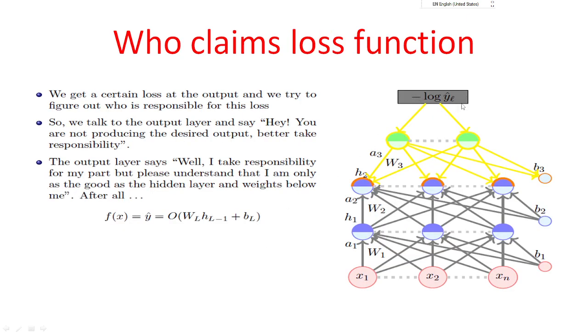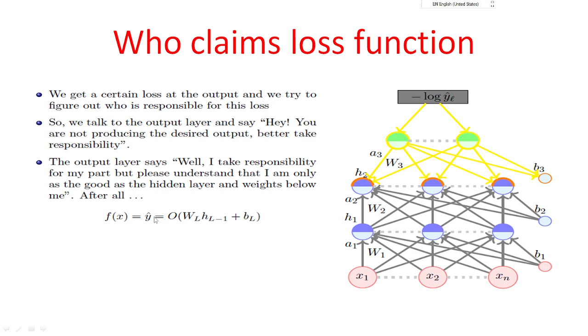I have used a softmax loss function here, so the loss function is minus log of y cap L. According to the backpropagation algorithm, the loss accumulated at the output is contributed by all the nodes, not by a single node alone. We have to find which is giving more weightage, which is giving more change to the loss.